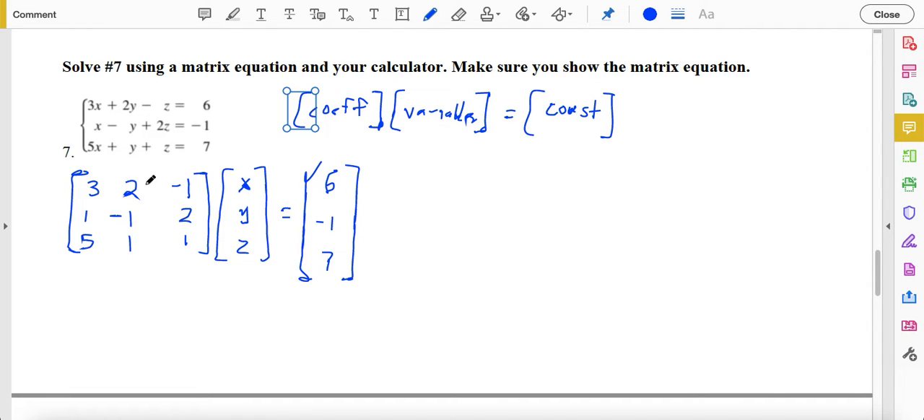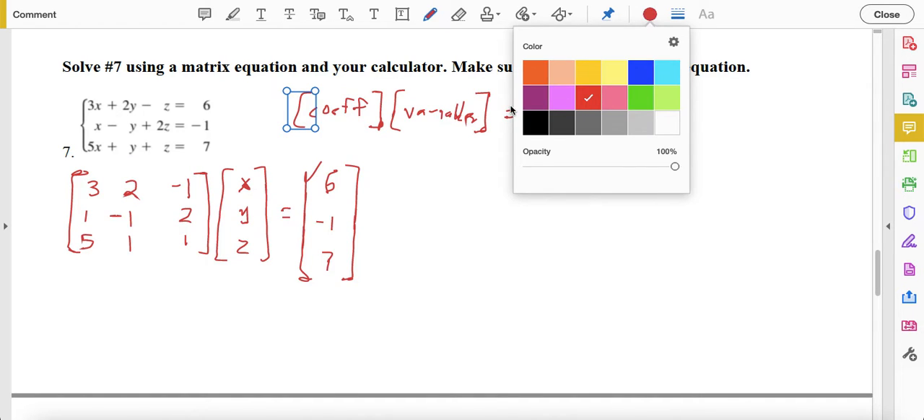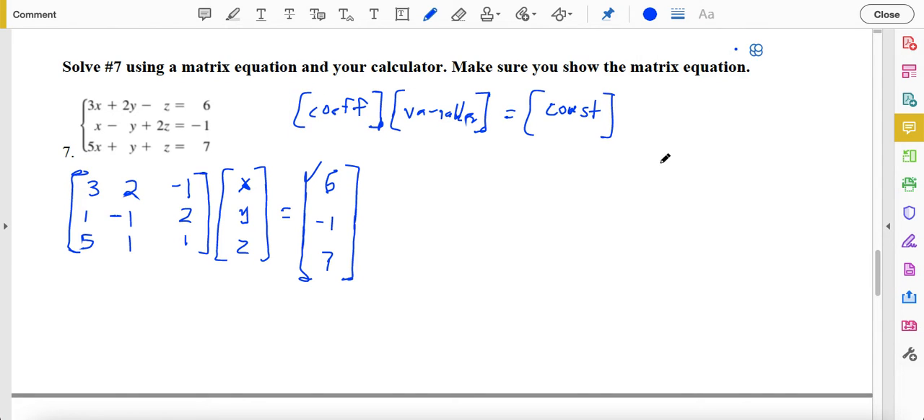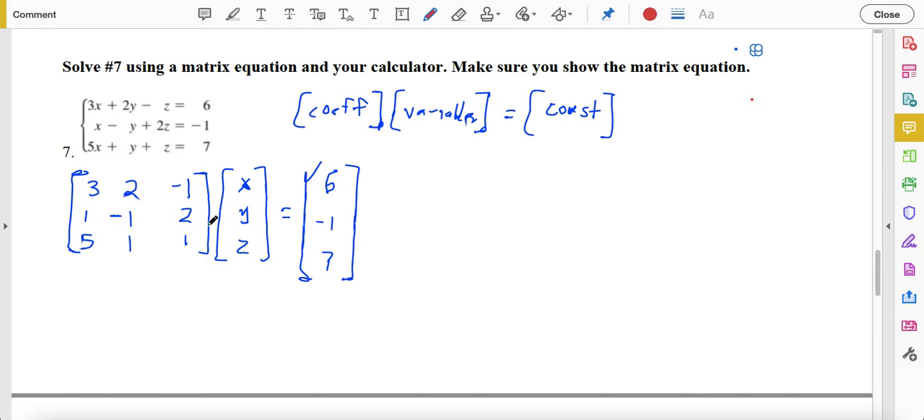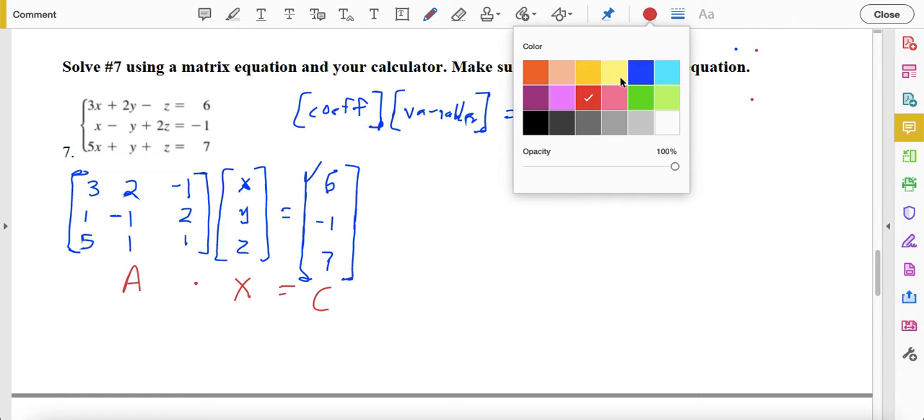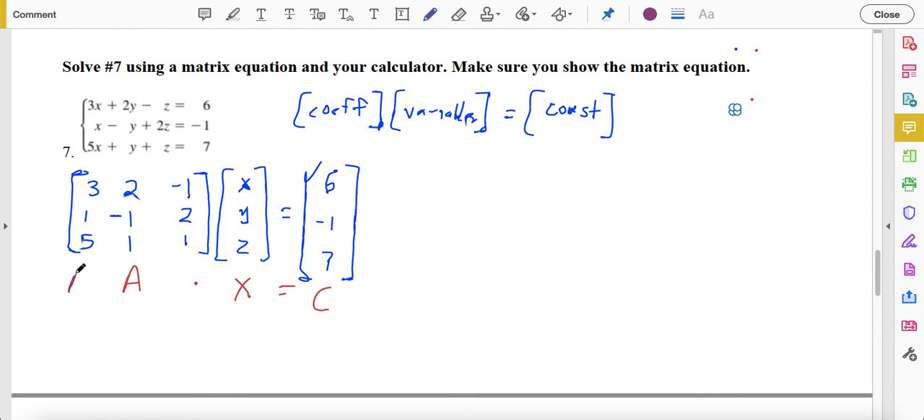Forgive the lagginess. All right, so to solve this on our calculator, what we have to do is we have to isolate matrix x, y, z. So remember, if this were called matrix A, and this were called matrix C, and this were called matrix X, essentially you have A times X equals C. And the way we cancel out matrix A is by multiplying by the inverse of A on each side. So we multiply by A inverse on each side of the equation.